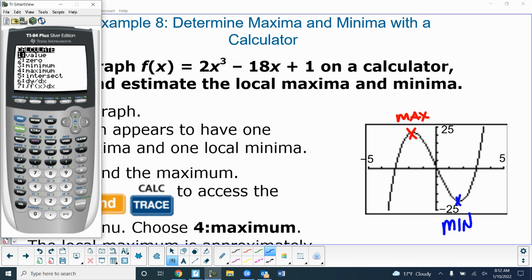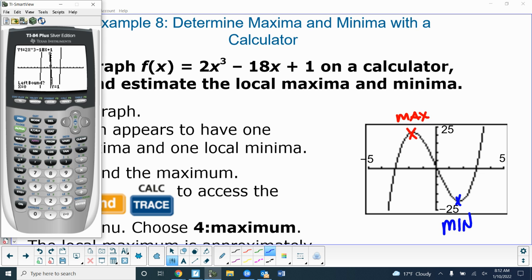menu. Number 3 is minimum. We'll just do that first. So I hit 3. Again, it starts at the y-intercept. Left bound means where should you be? Left or right of the point you're looking for? Left. Okay? So it's down here somewhere. Is the cursor left of it right now?